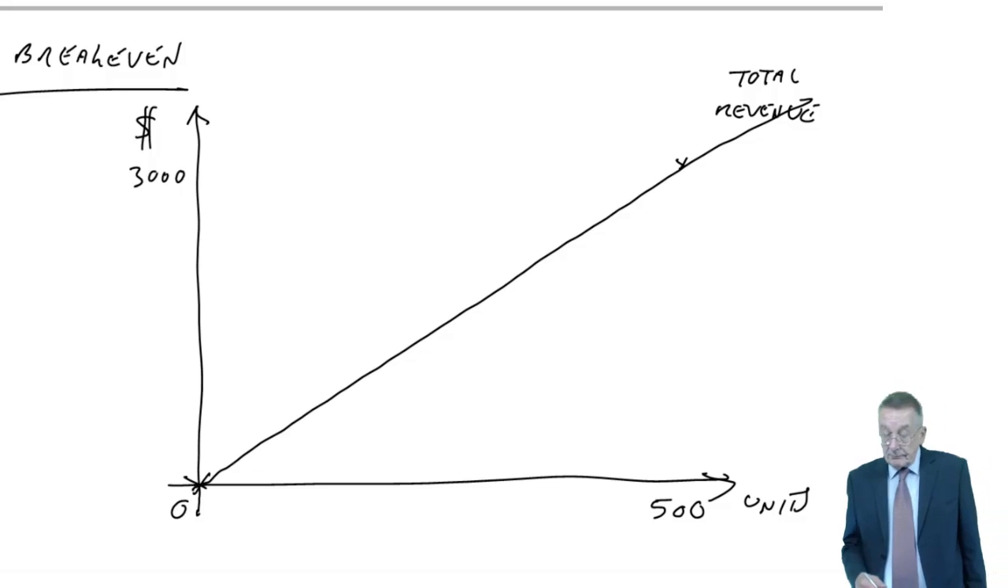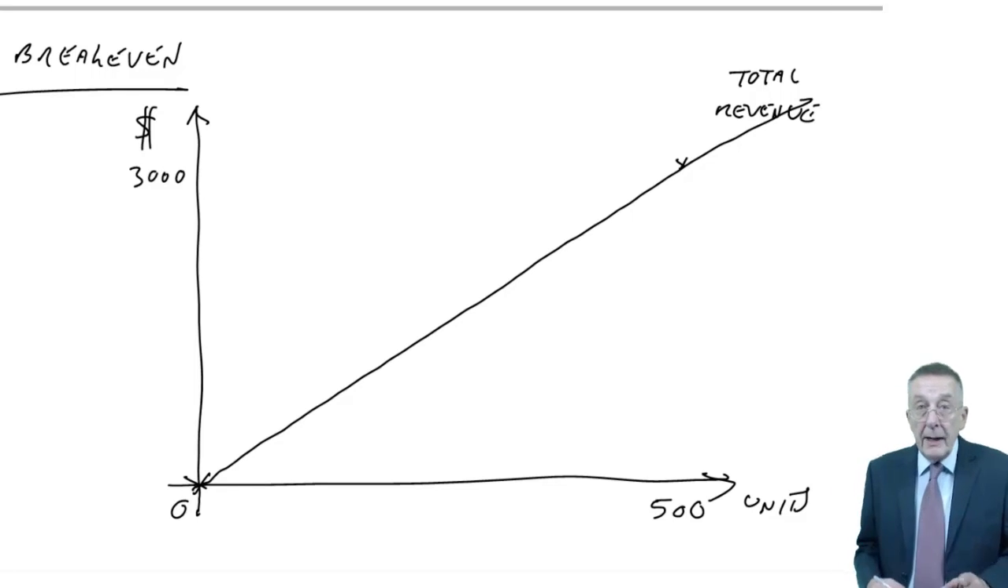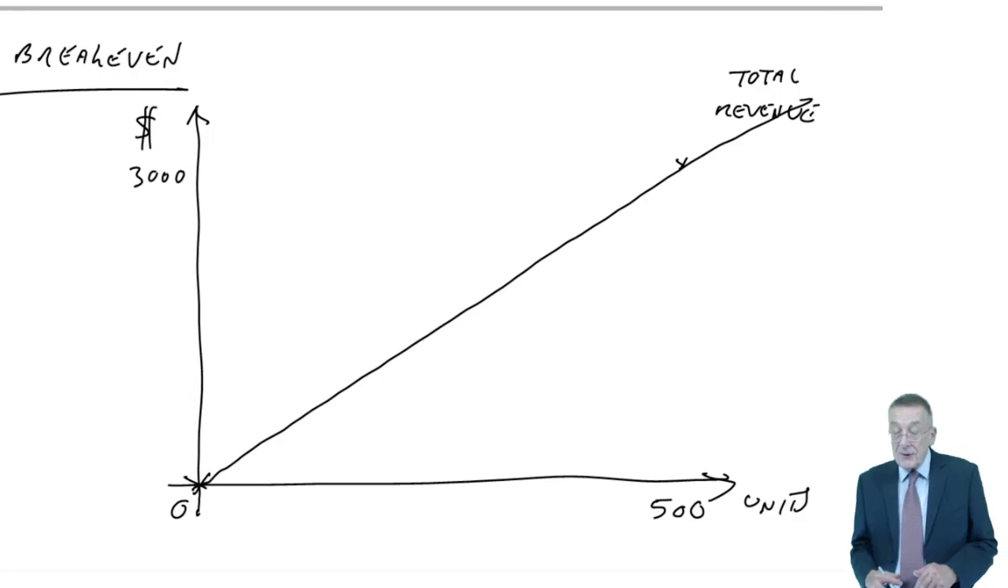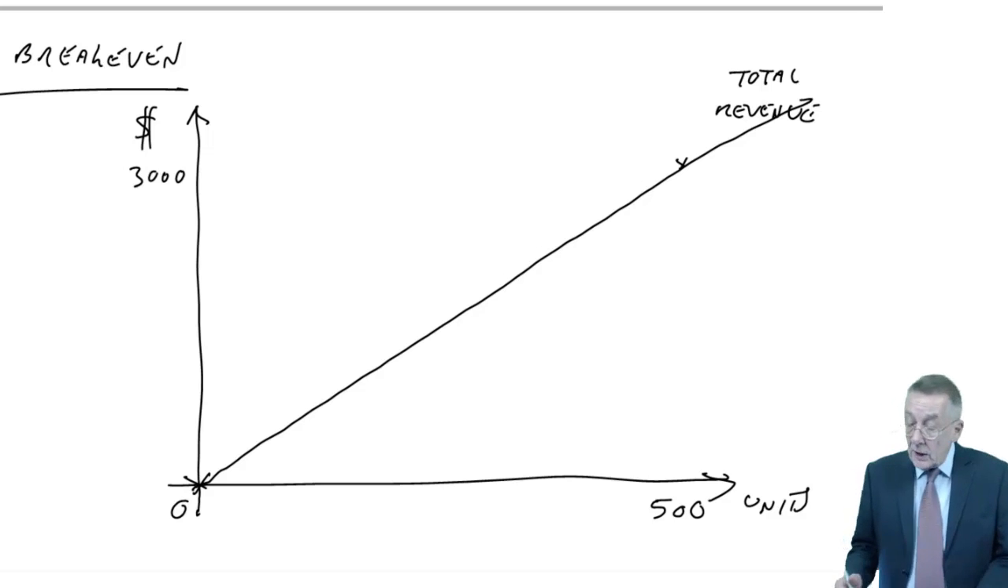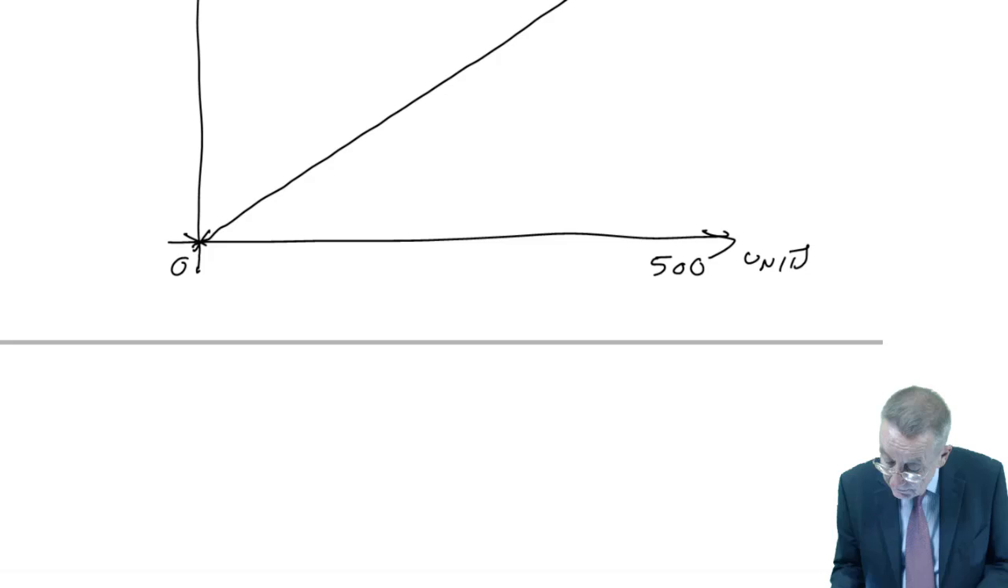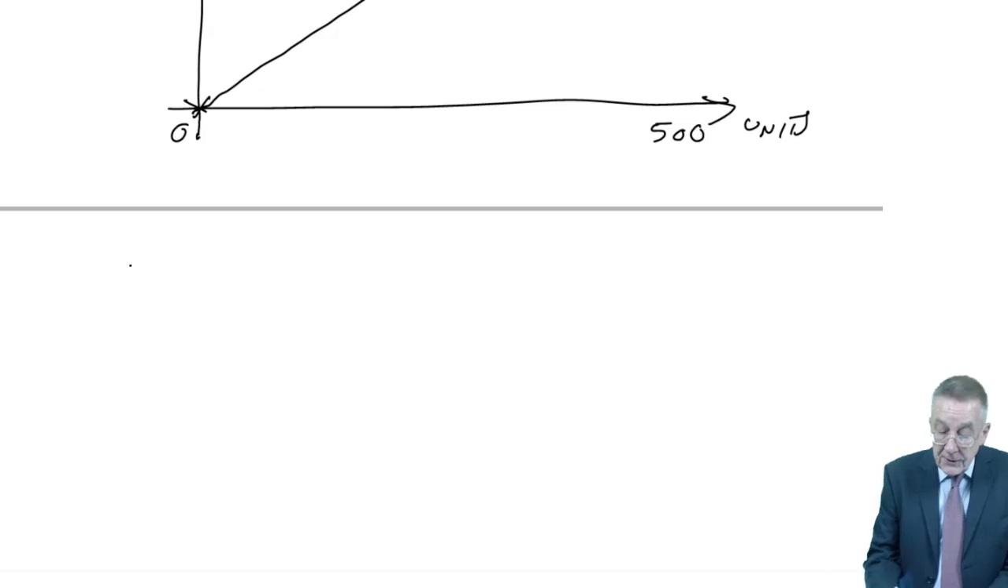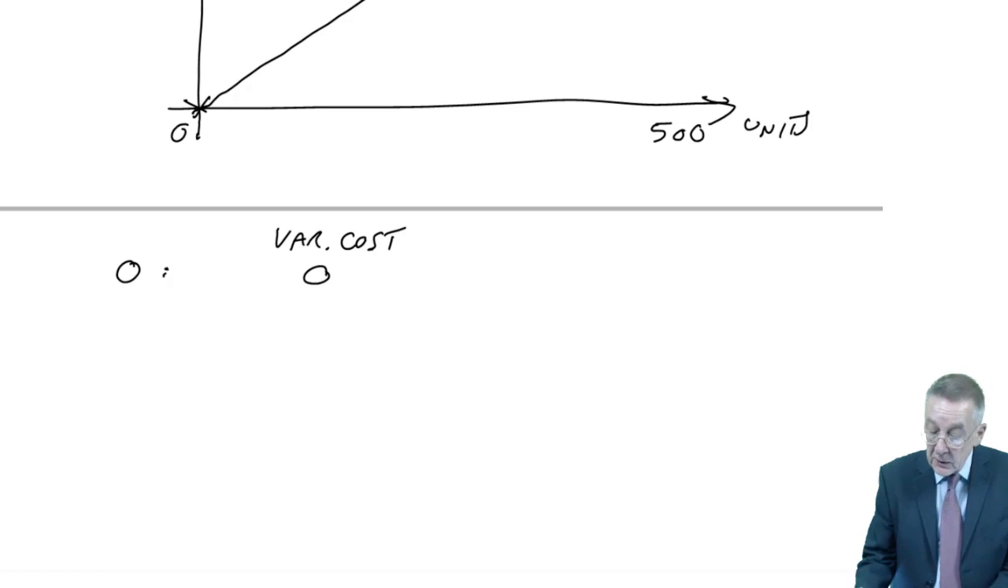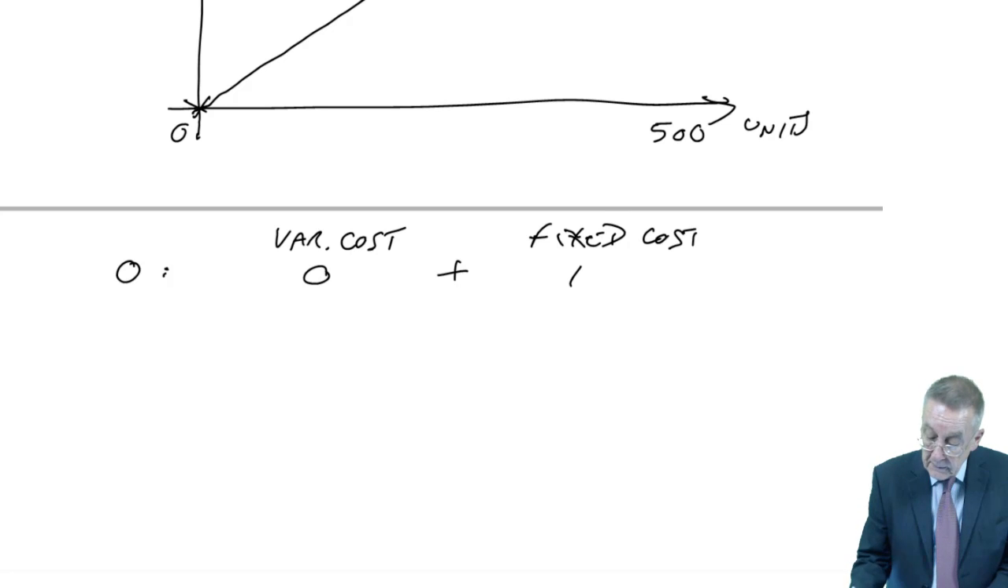What else? What about the costs? Well, the costs, now then, I've got some workings. If we sell no units, then of course the variable cost in total is 0, but there's a fixed cost, whatever happens, of 1,000.